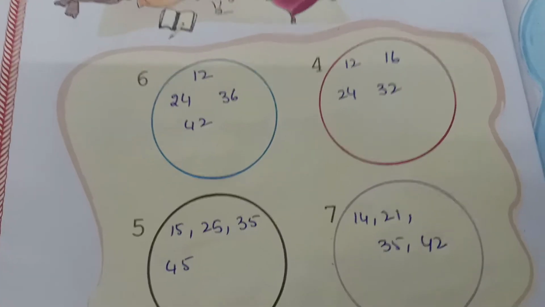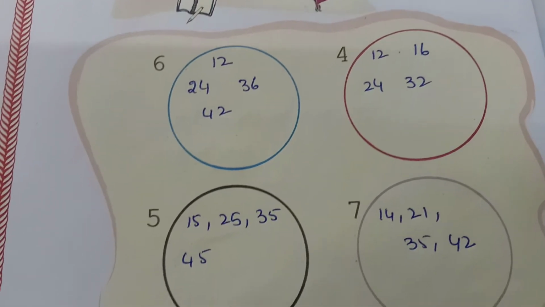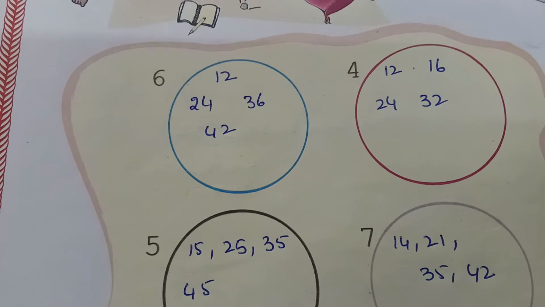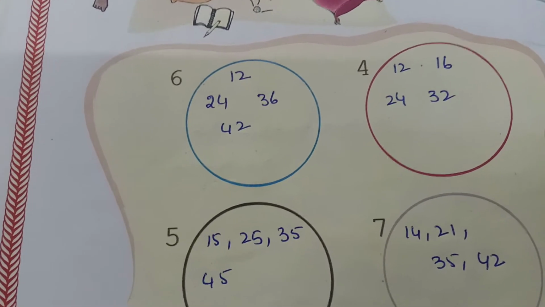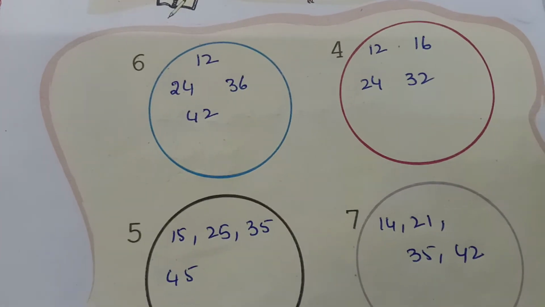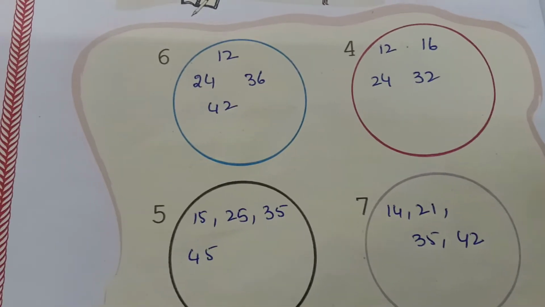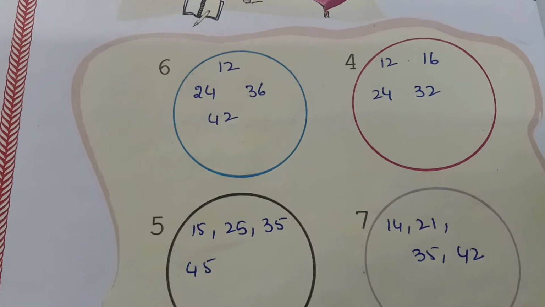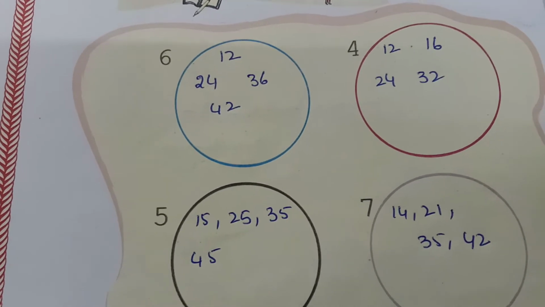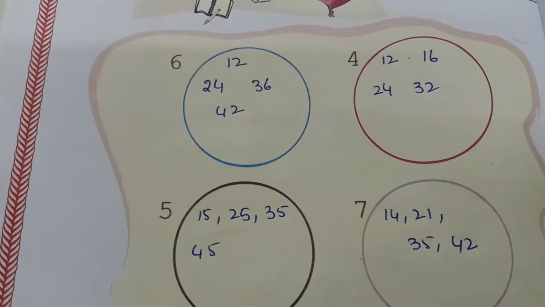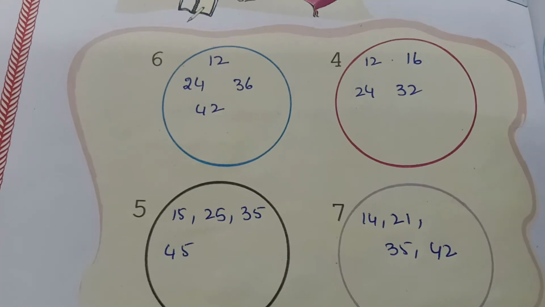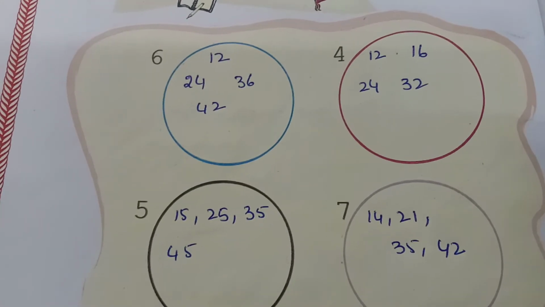So when you roll once, you may get 1 on the first die, 2 on the second die. So together we get the number 12. Now 12 is a multiple of 6 and 4, so write 12 in these circles. Next, ask your friend to do the same. He will roll the dice and he finds 1 on the first die, 3 on the second die. So the number formed is 13. 13 is not a multiple of 6 or 4 or 5 or 7.